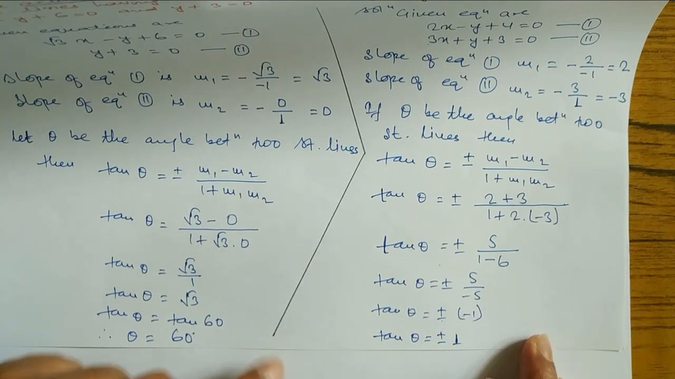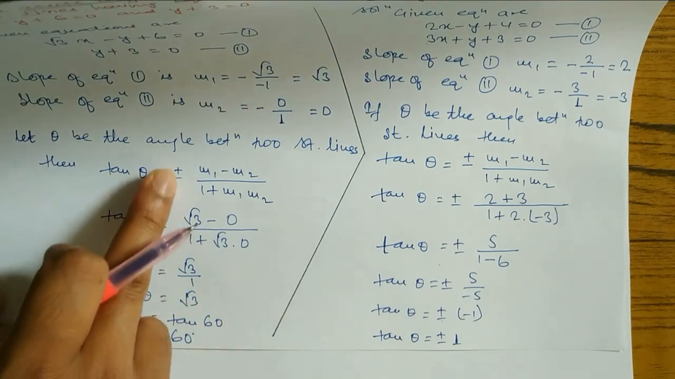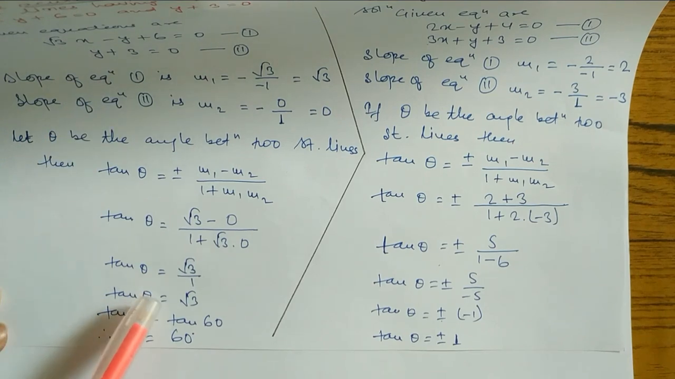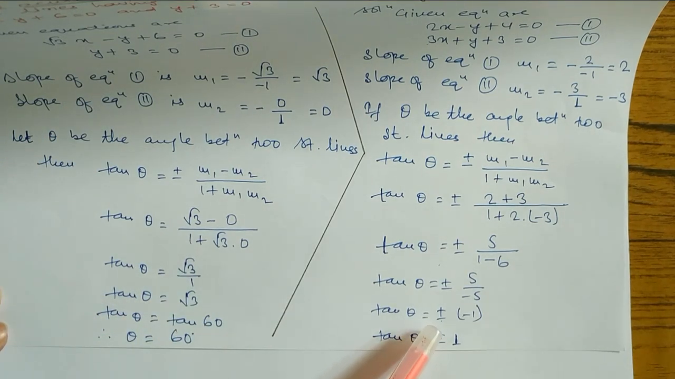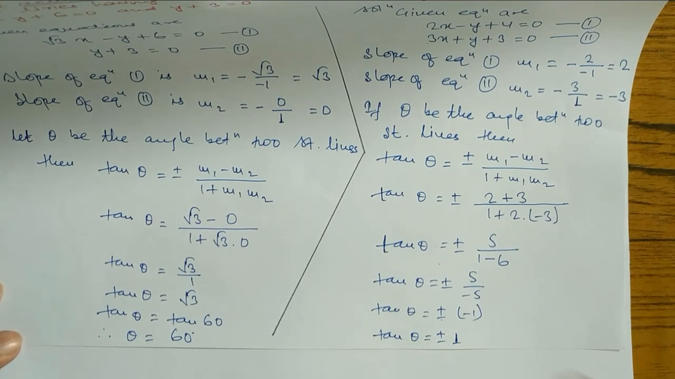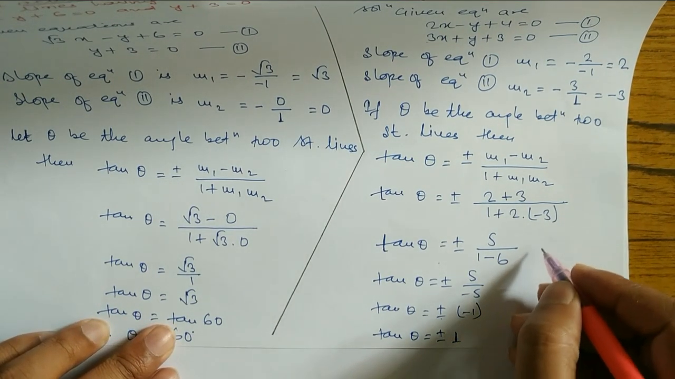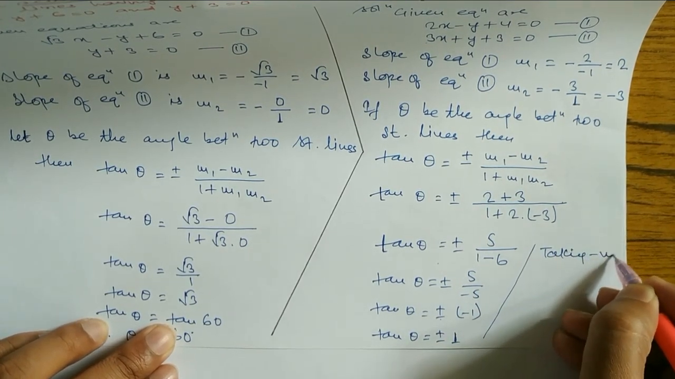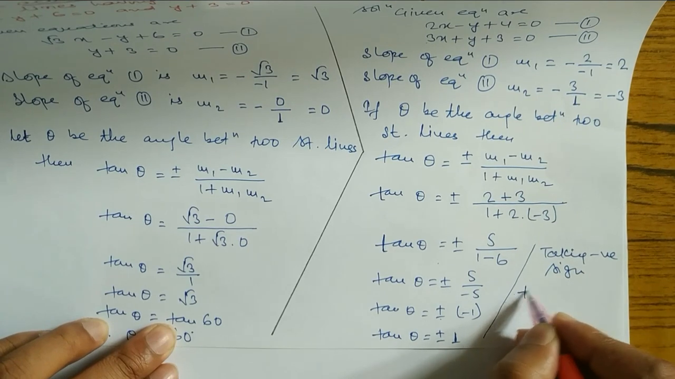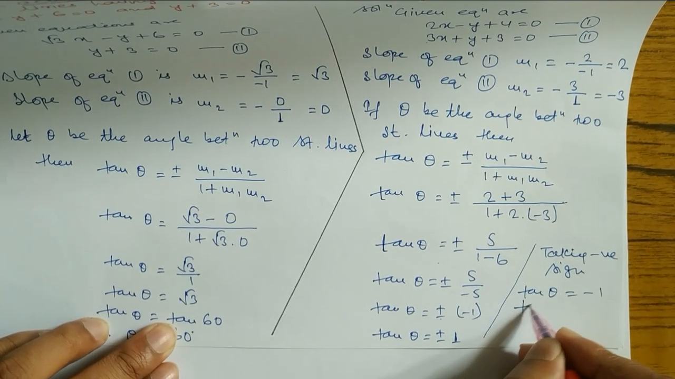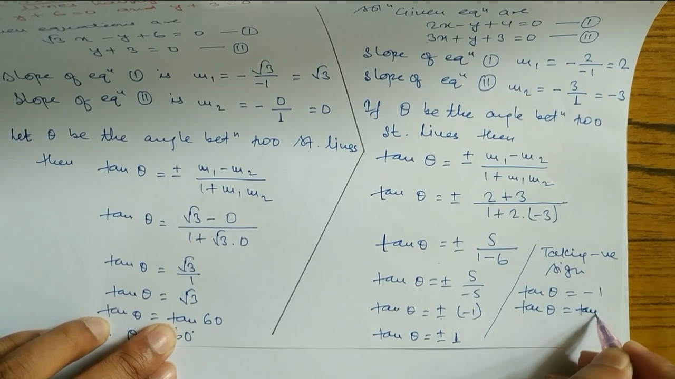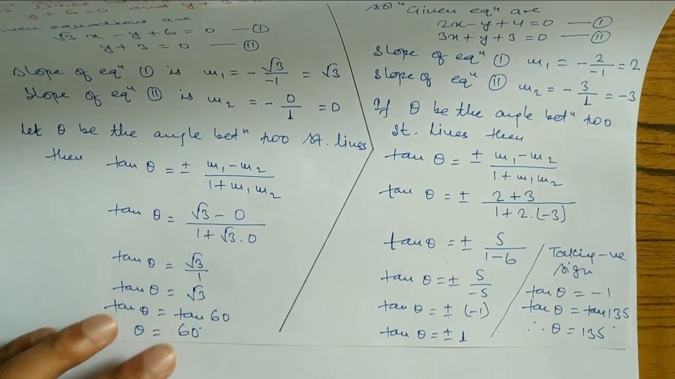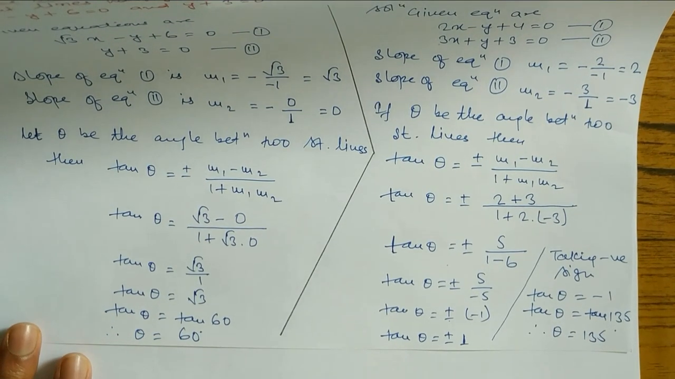After this, now we have to take positive or negative. Here also if you write plus minus, no problem, we have to take positive because we have to find out acute angle, so you can take positive. But here we have to find out obtuse angle. To find out obtuse angle we have to take negative. So what we have to write here? Taking negative sign, tan theta is equal to minus 1. Tan theta is equal to minus 1 means tan 135. Therefore theta is equal to 135. Required obtuse angle is equal to 135 degree.